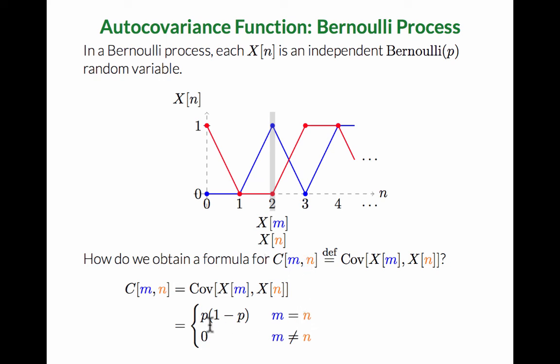But I want to point out that there's a more compact way to express this autocovariance function. We can write this expression more simply as p times 1 minus p times a discrete delta function at m minus n. This discrete delta function is 0 everywhere except when its argument is 0, in other words, when m equals n. When m equals n, the delta function has a value of 1, which gets multiplied by p times 1 minus p, which is exactly this case here. And when m is not equal to n, this delta function is 0, so this whole expression is 0, which matches this case here.